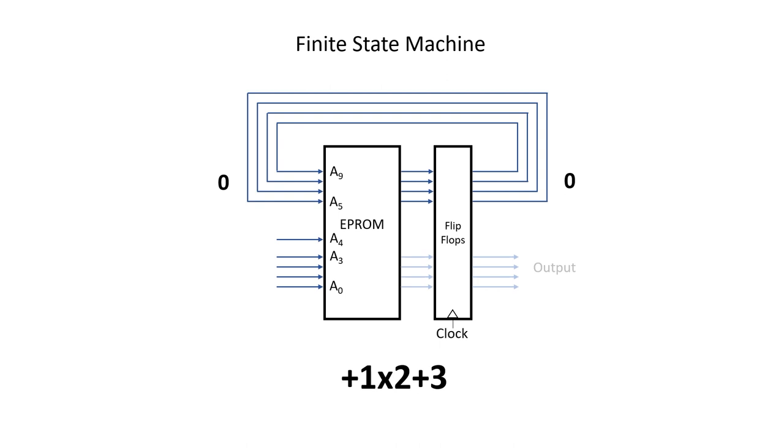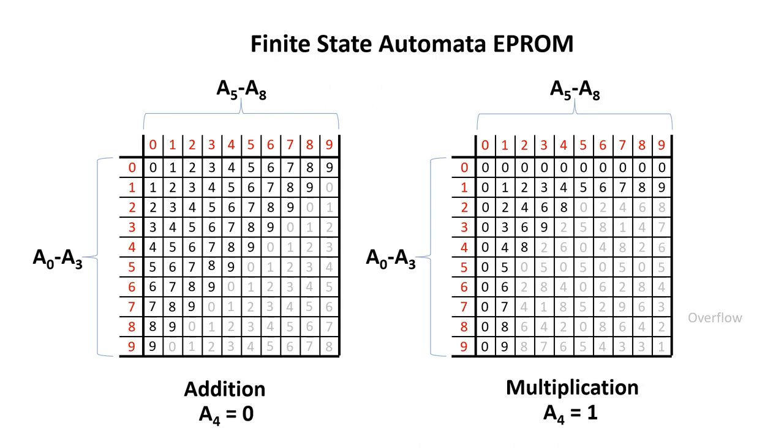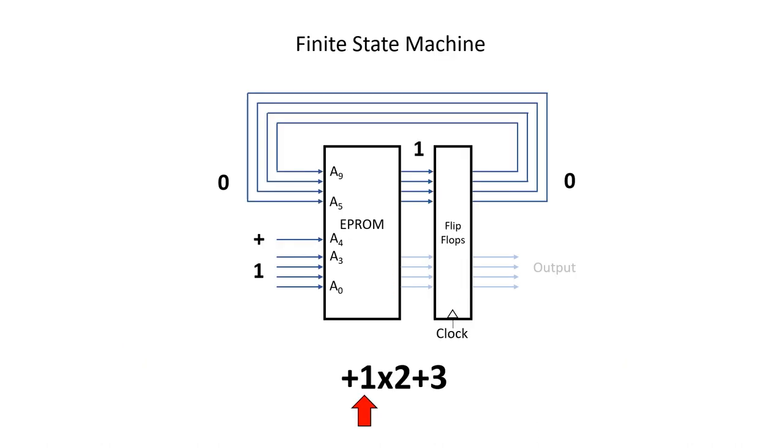Let's try to solve the equation 1 times 2 plus 3, which we all know equals 5. We start with a running tally of 0. Now we want to add 1. We go through our addition lookup table, which says 0 plus 1 is 1, so the EEPROM outputs a 1, and then on the next positive edge of clock, this becomes our new feedback number.